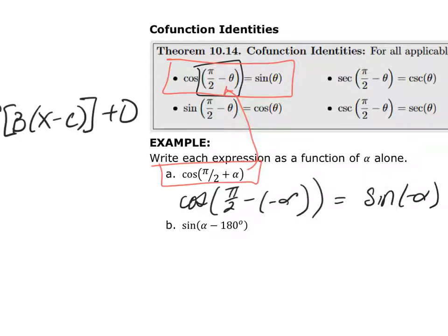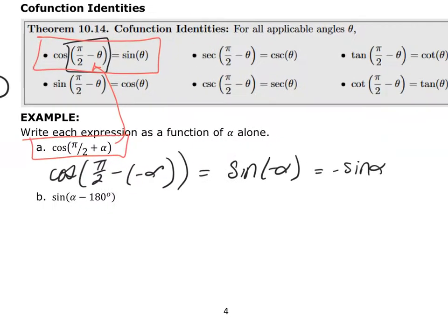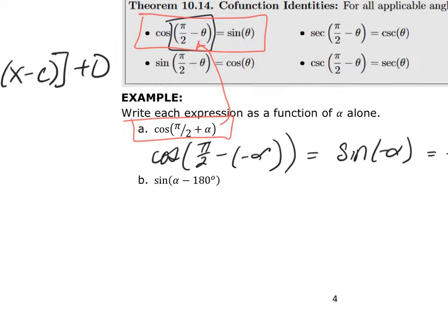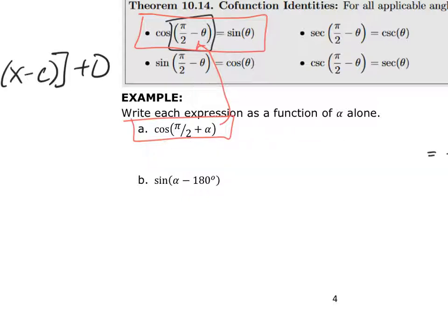Yes. Okay. Yes, Fred. So we did the first one and we got the negative sine of alpha. And then I'm just wondering, how did you get the negative alpha when you did the cofunction? We have the cosine and then in parentheses pi over 2 minus negative alpha. So the question is, what did I do?